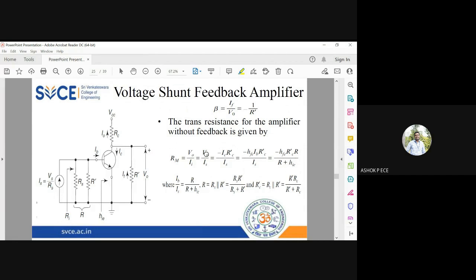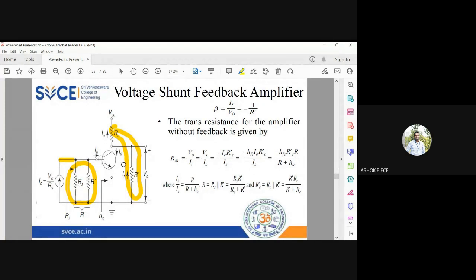And what is V naught? It is minus IC into RC dash, and RC dash is the parallel combination of RC and R dash. So RM is minus IC into RC dash by IS. And IC is minus HFE into IB, divided by IS. And here on the input side, the total current is IS, and you have a shunt term, and you have the current IB flowing through the base. So you have to apply current division.